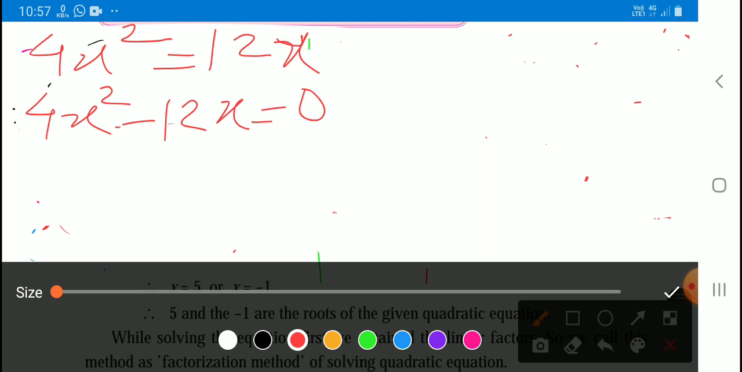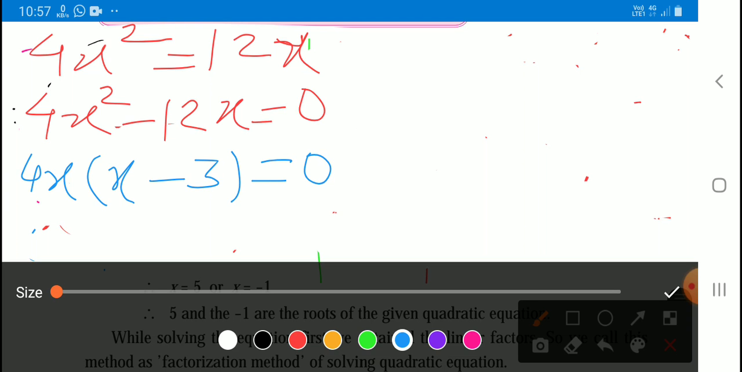Now from these two terms, 4x will come common. So I will take out the common 4x. Then what remains inside? x minus 3, because 4 threes are 12. 4x into x minus 3 is equal to 0. You can see here, in between 4x and x minus 3 there is a multiplication sign.